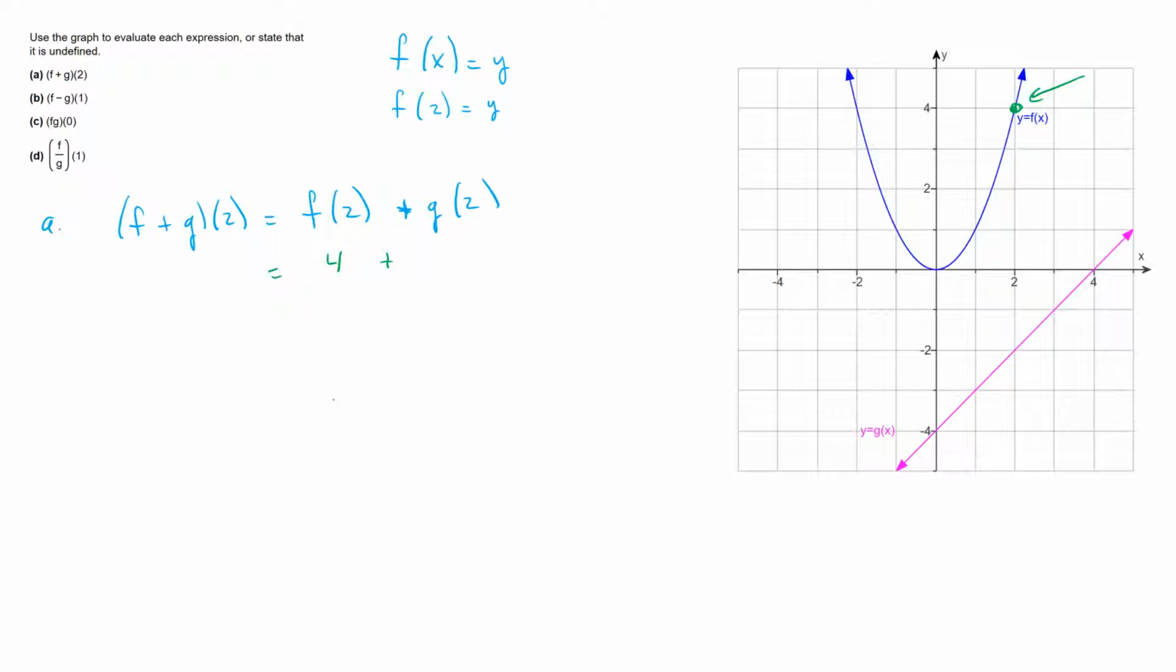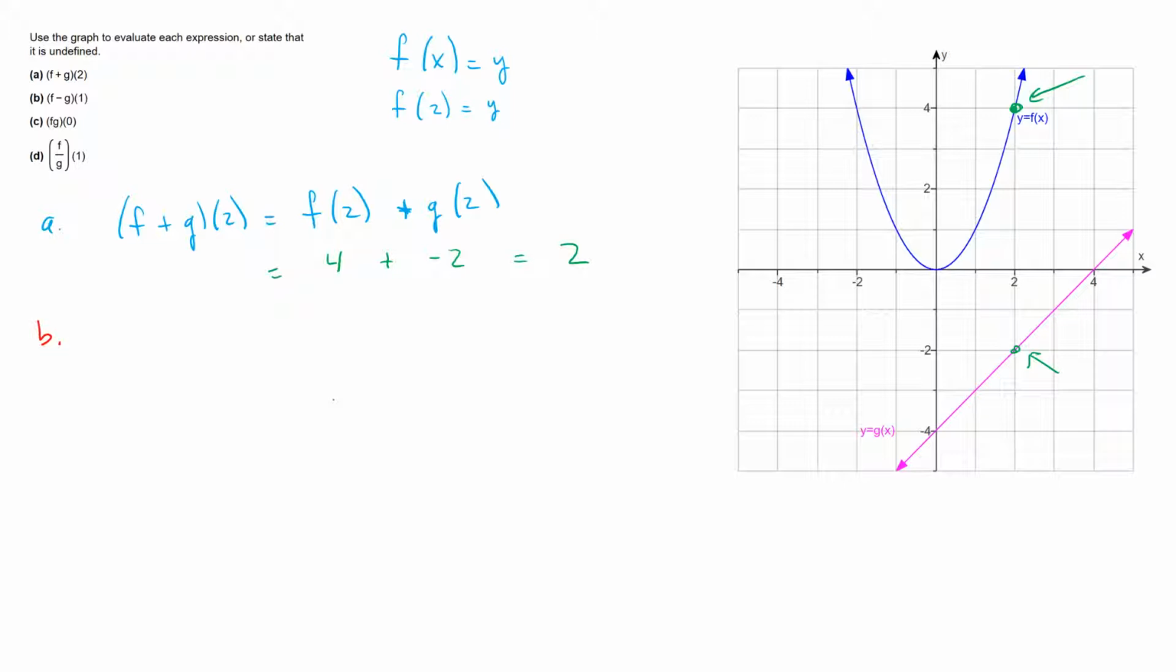Now we do the same thing on the g function. On the g function, if x is equal to 2, then the associated y coordinate is negative 2. And of course, 4 plus negative 2 is 2. So the answer to part A is 2.